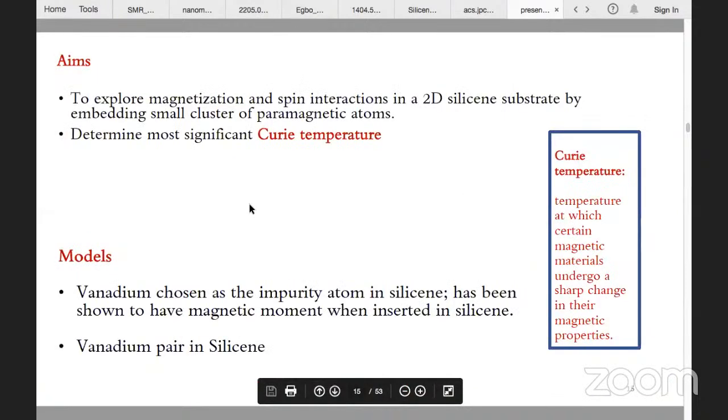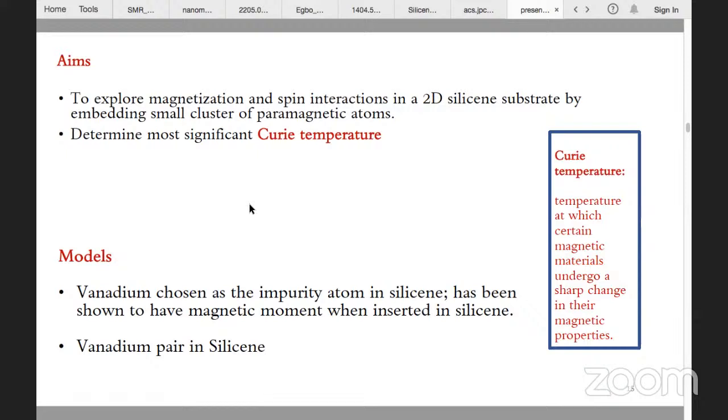So we decided to explore magnetization. Remember, I said earlier that silicene has zero magnetization. So we decided to explore possible magnetization in silicene, study the spin interaction between the magnetic atoms, and of course determine the Curie temperature of any magnetic configuration that we were able to obtain. Now, just to remind many of us here, the Curie temperature is the temperature at which some magnetic materials undergo a change in their magnetic property. Usually, if you have a ferromagnetic material, the Curie temperature is the temperature at which it changes from that ferromagnetic orientation to maybe antiferromagnetic or even a non-magnetic structure.